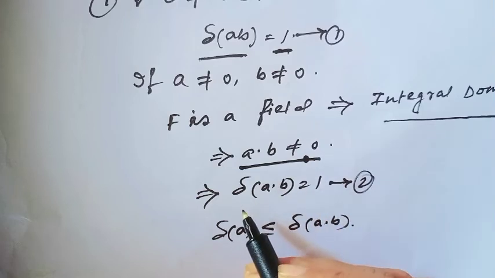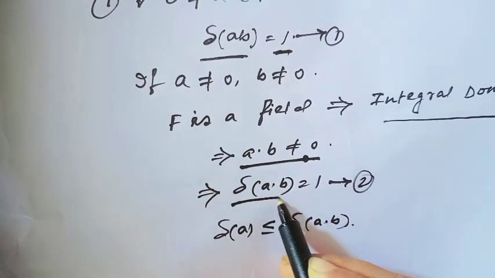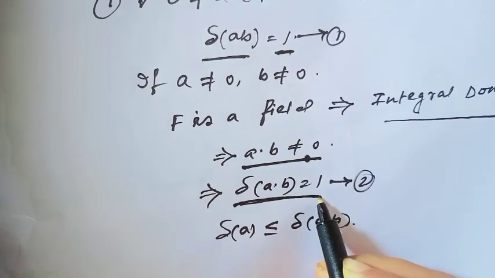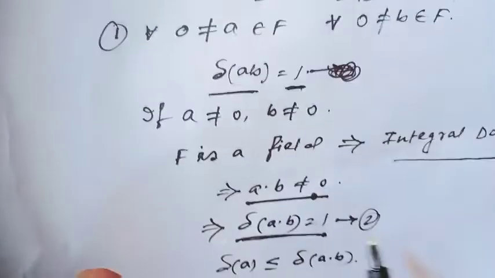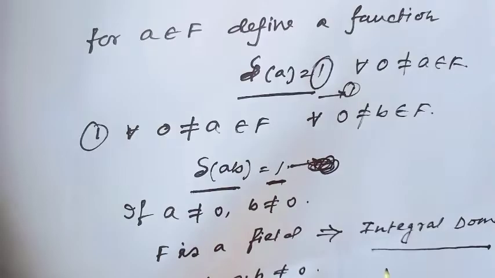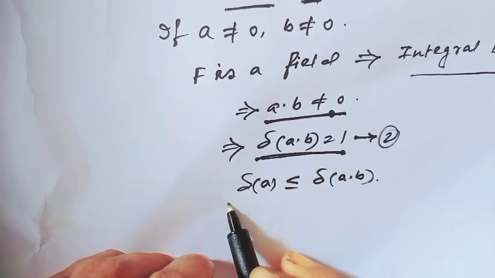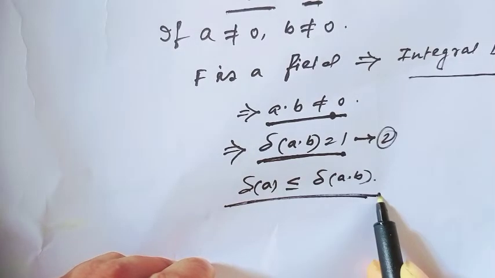Therefore, the mapping delta of ab equals 1. Assume this as equation 1 and this as equation 2. Then from this, obviously delta a is less than or equal to delta ab. Therefore, condition 1 of a Euclidean domain has been satisfied here.